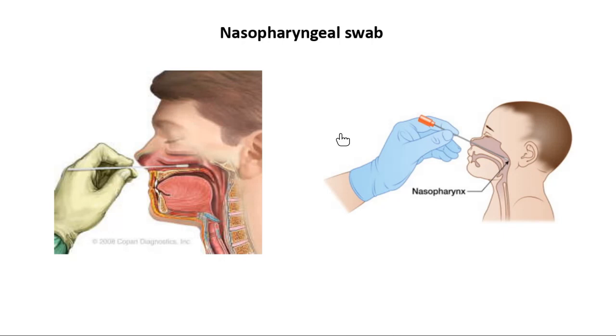So how do we collect the specimen? This is the patient posture. They sit in front of the personnel who deals with the specimen collection, and then take the swab, which is a sterile swab along with the suitable transport media. Take the swab through the nasal cavity, touch the area here, then withdraw it and put it into the transport medium and then send it to the lab.